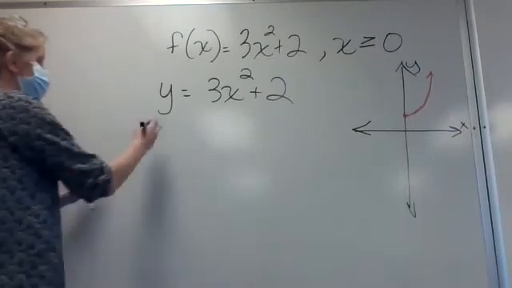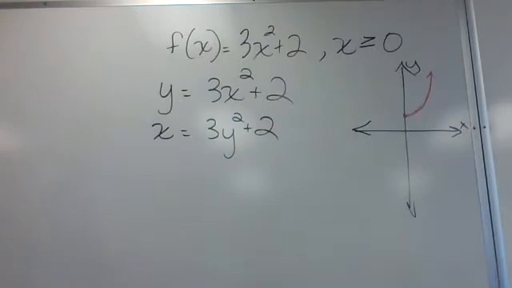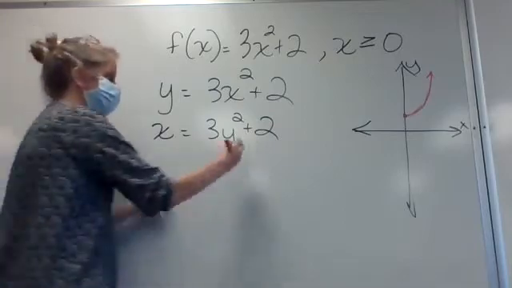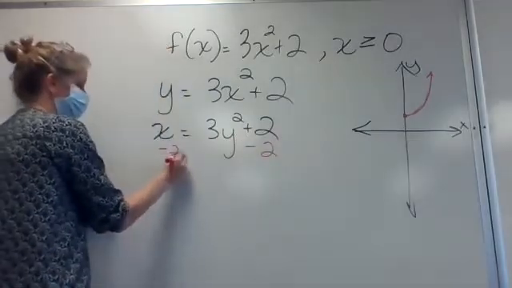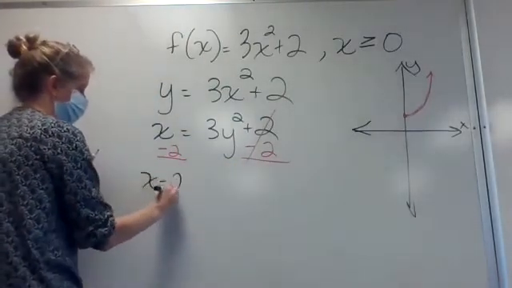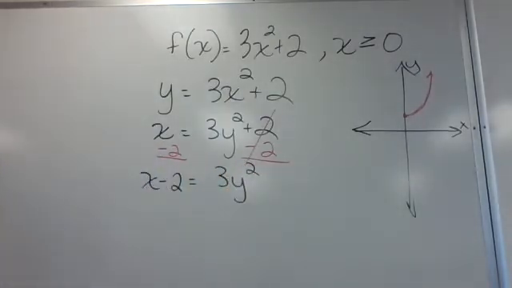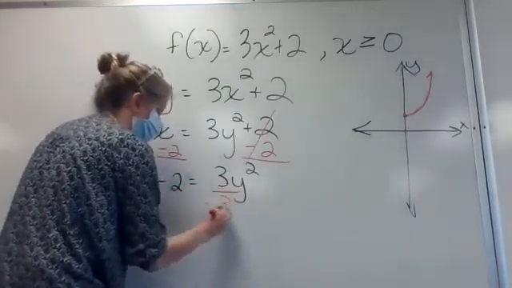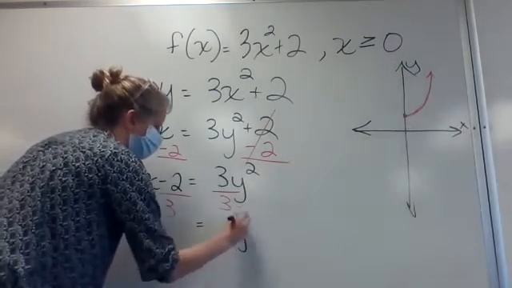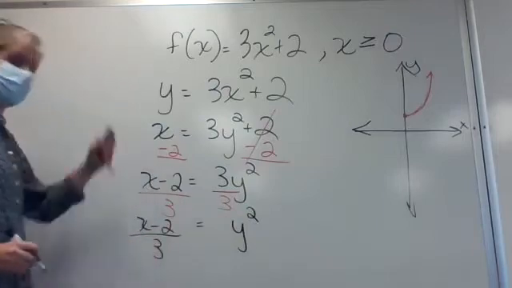Invert your x and y. So x equals 3y squared plus 2. Solve for your new y. So get rid of plus 2 with minus 2. So x minus 2 equals 3y squared. Get rid of your 3 now by doing what? How do I get rid of 3 times? Divide. So now I have y squared equals all this, x minus 2 over 3.